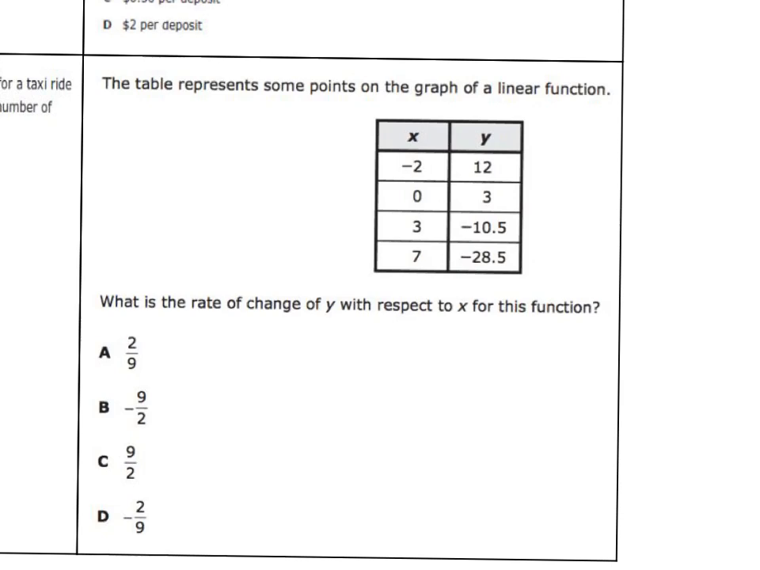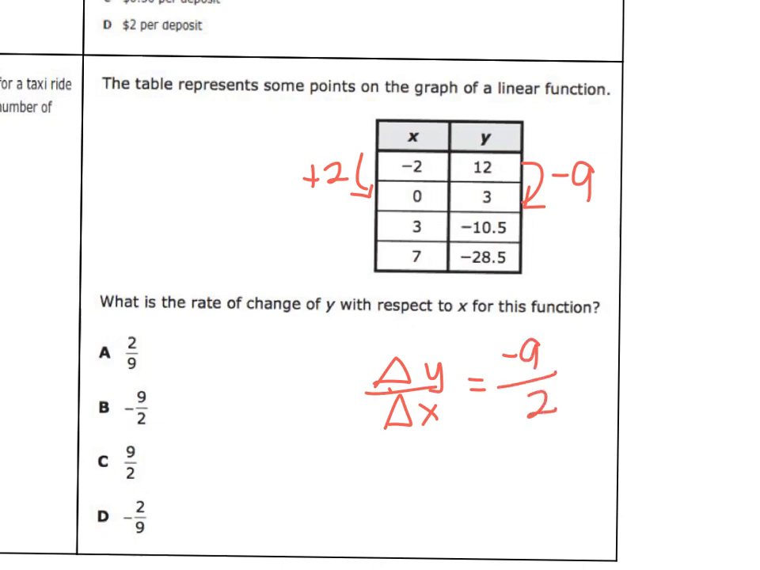Lastly, we have a table, and we can just find the change in y and divide by the change in x. So the change in y is going down 9. The change in x is it's going up 2. So if we do the change, delta triangle means change. The change in y over the change in x is -9 divided by 2, which is letter B.